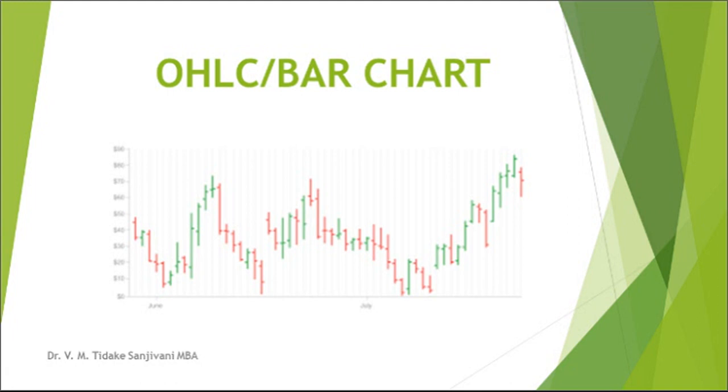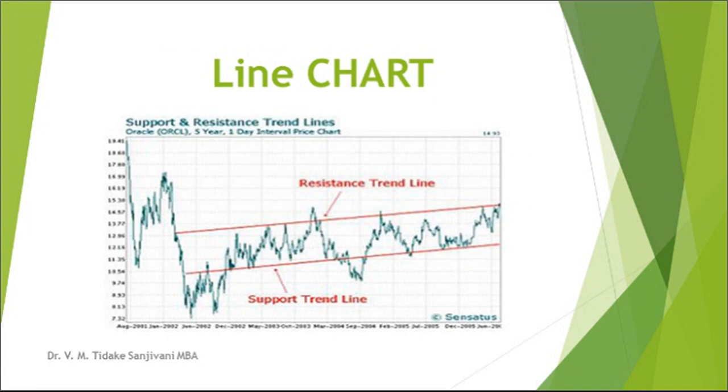Okay, so it is known as the OHLC chart. O stands for opening price, H stands for high price, L stands for low price, and C stands for day closure price. Moving further, you can also have a line chart.